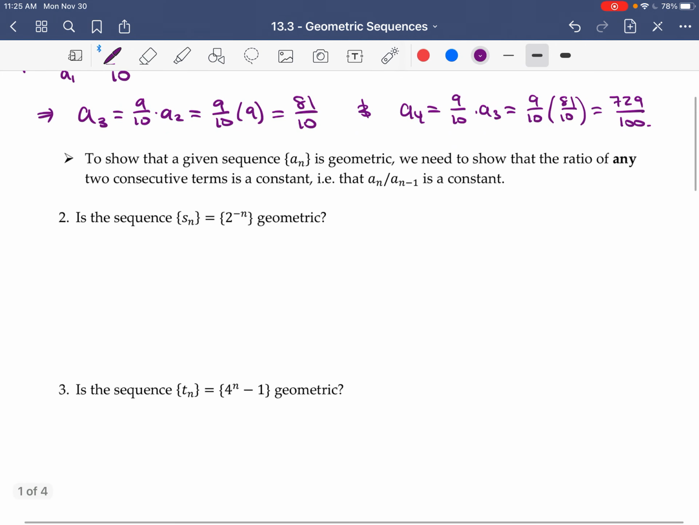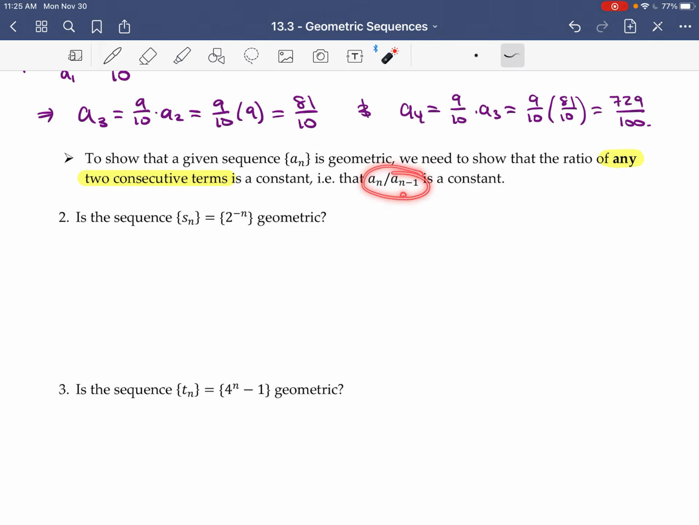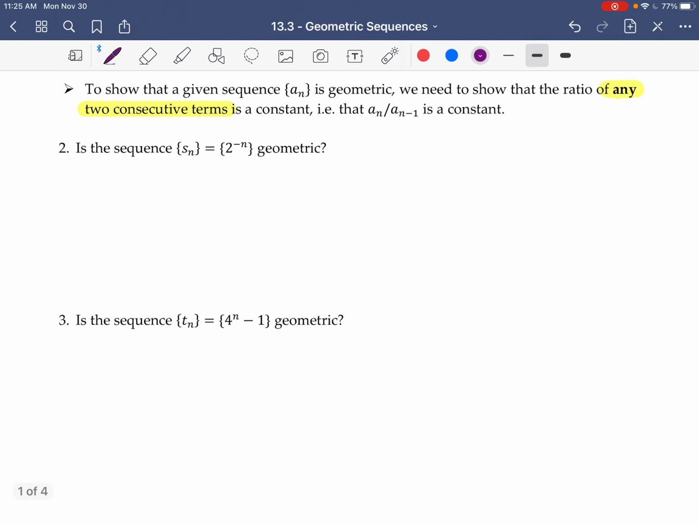Now, like we did with the arithmetic sequences, to show that a given sequence is geometric, we need to show that the ratio of any two consecutive terms is a constant. So we want to take An over An minus 1 and show that it's a constant. If we look at this sequence, Sn is 2 to the n, and I want to know, is this geometric? I'm going to take Sn and divide by Sn minus 1. So that's 2 to the n over 2 to the n minus 1.